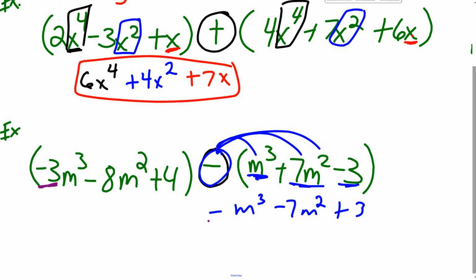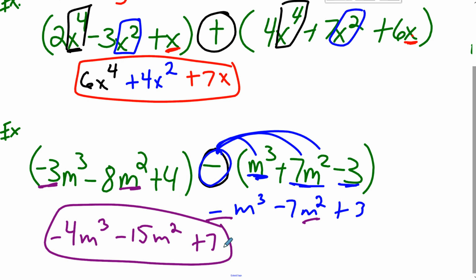Negative 3 minus an m cubed is a negative 4m cubed. Then for the m squared terms, m squared minus 8m squared and minus 7m squared is a negative 15m squared. 4 plus 3 is 7.